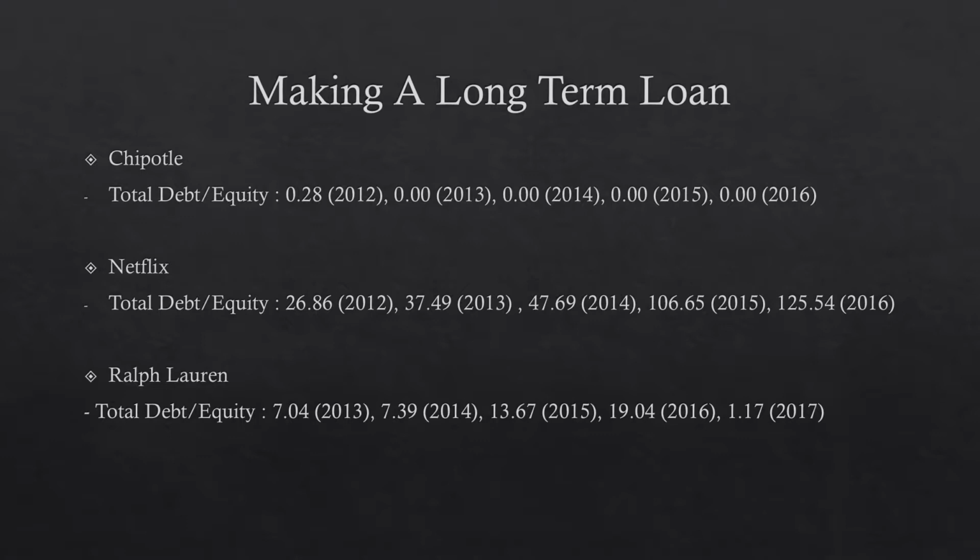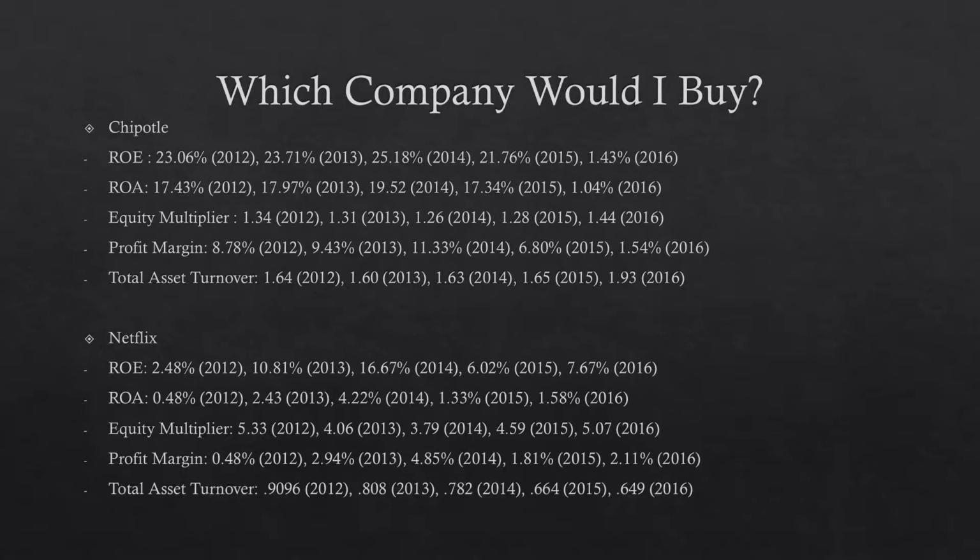And the company with the best numbers, because we're not looking for the ones with the highest numbers, we're actually looking for the company with the lowest debt to equity ratio, and that will be Chipotle. So we will give, in this instance, we will give Chipotle the long-term loan. Now, which company would I buy?